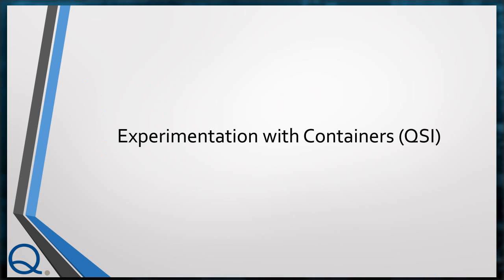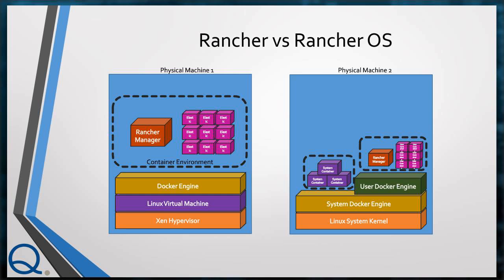before. So now we're just going to go over some of the experimentation that QSI and CSIAC did with these tools, including Rancher and what is now known as the Elastic Stack, or the ELK Stack, as it's more commonly referred to.